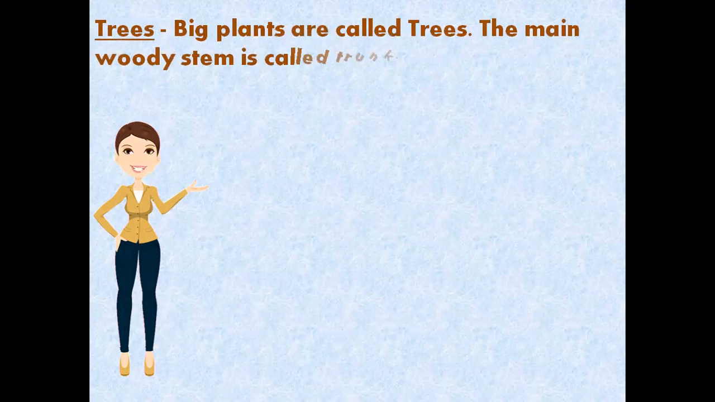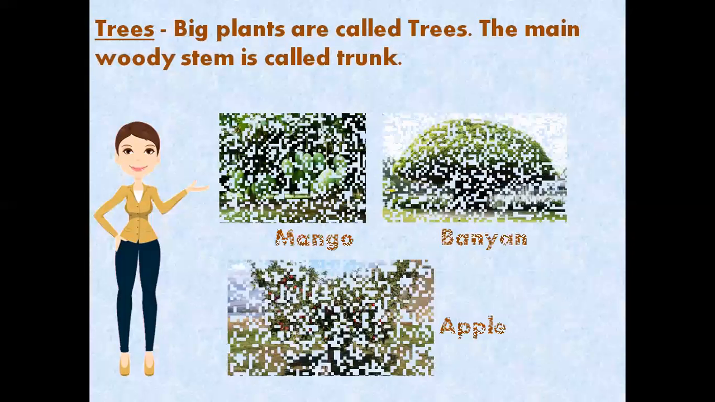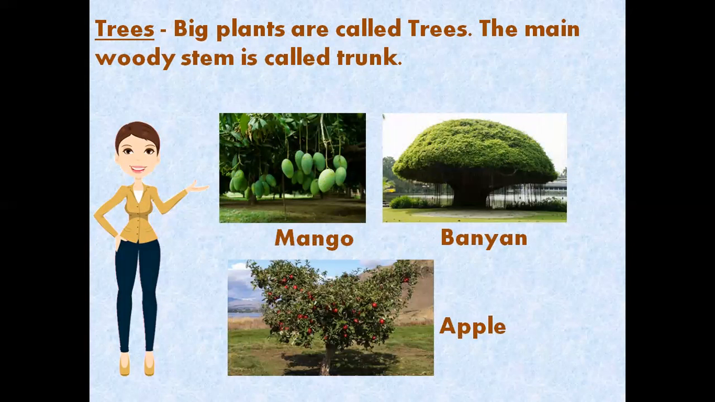The first is trees. Big plants are called trees. The main woody stem of a tree is called a trunk. A few examples of trees are mango, banyan, apple, etc.